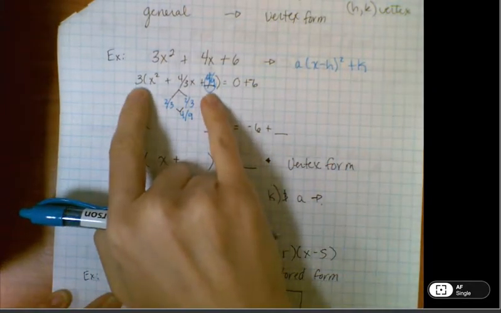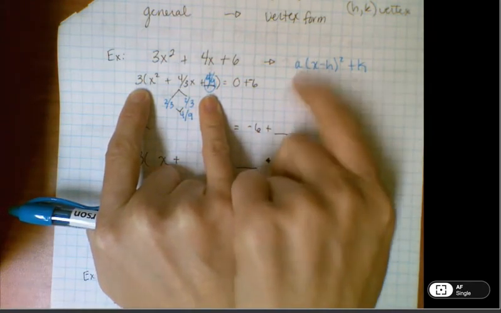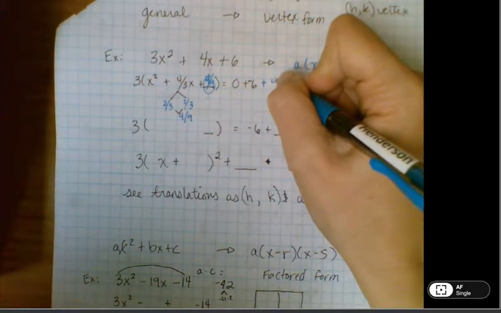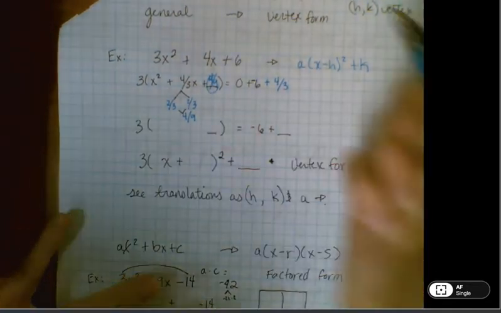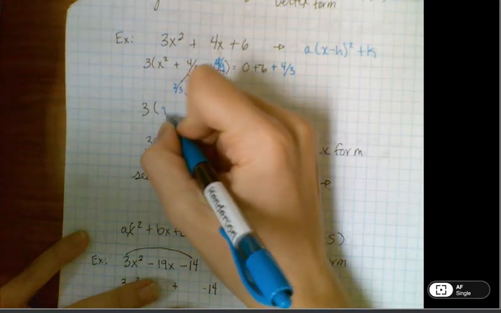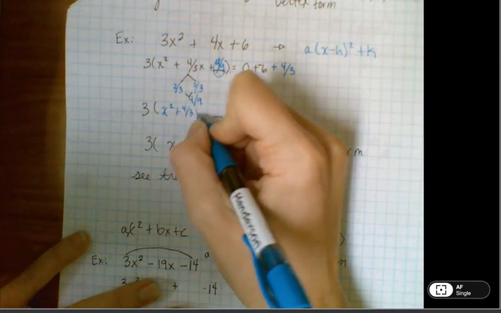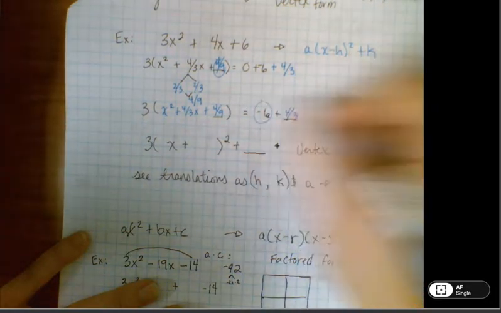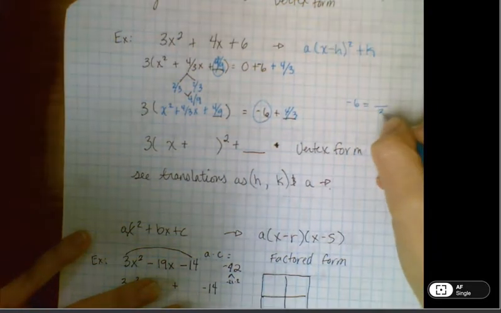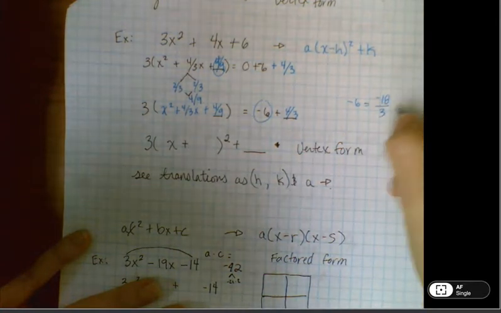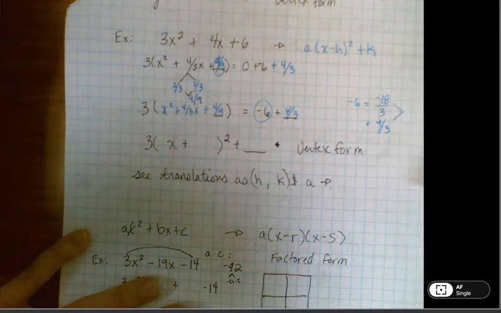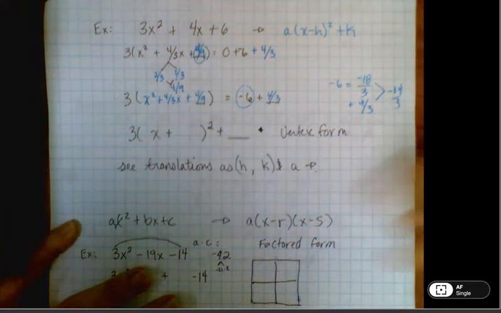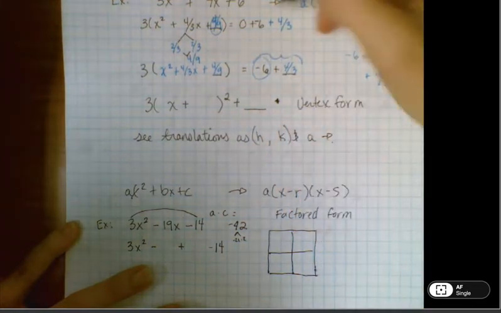And when I add something to equations, I have to do it equally on both sides or add it in a zero format. So we're going to add it to both sides of the equation here. So 3 times 4/9 gives us 4/3. Okay. So x squared plus 4/3x plus 4/9. Then we're going to make negative 6 into thirds. So negative 18/3 and positive 4/3 is going to give us negative 14/3. So this right here becomes negative 14/3.